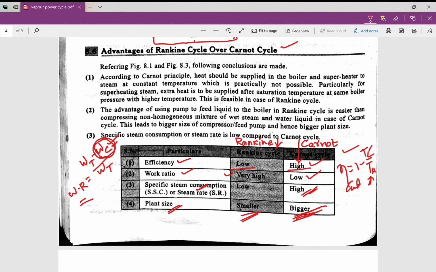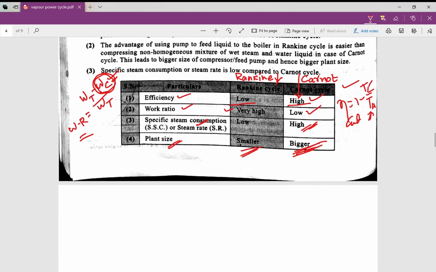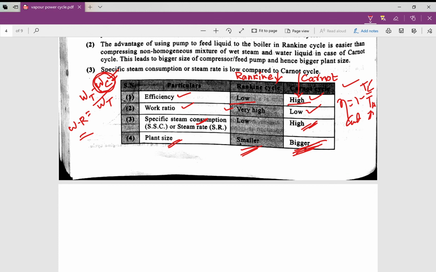So dear students, now we will move to the numerical part in the next video. So from the next video onwards, please concentrate so that we can solve the numerical part.